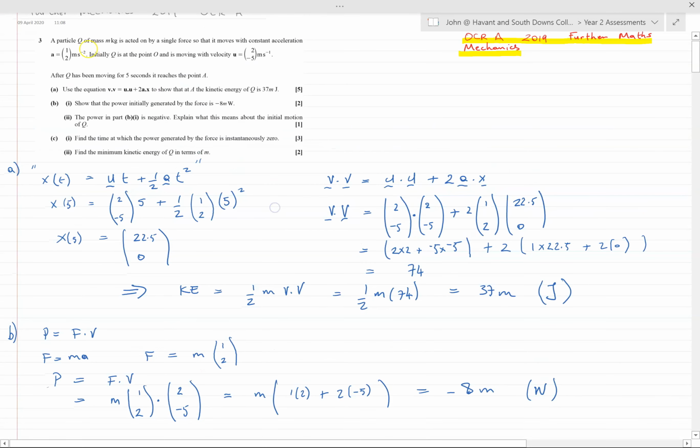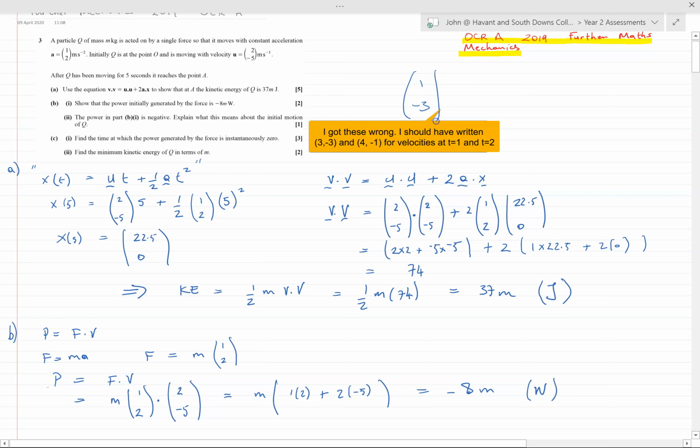Even though we've got positive components for the acceleration, because the initial velocity is (2, -5). So let's say just after 1 second, the velocity would be equal to (1, -3). And after 2 seconds, it would be equal to (0, -1). So the point is that the speed is actually decreasing.